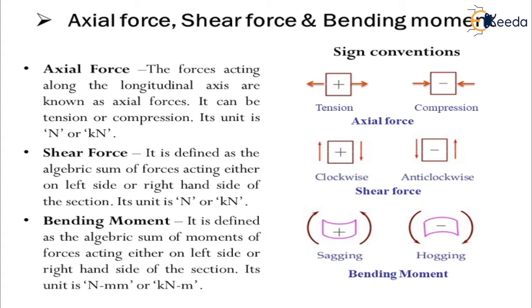The sign conventions for bending moment are sagging bending moment positive and hogging bending moment negative. For example, if you are taking a beam and the moments at the end are causing the beam to move in such a way that it is forming a U shape, then it is known as sagging bending moment, which is considered positive. And if the moments move the beam in such a way that its shape is inverted U, then it is known as hogging bending moment, which is considered as negative.